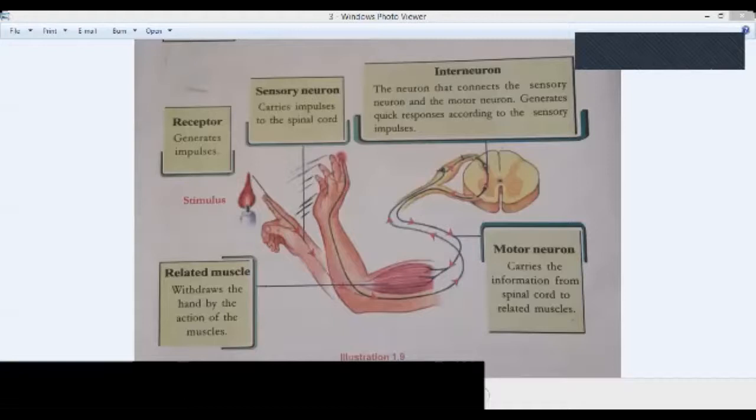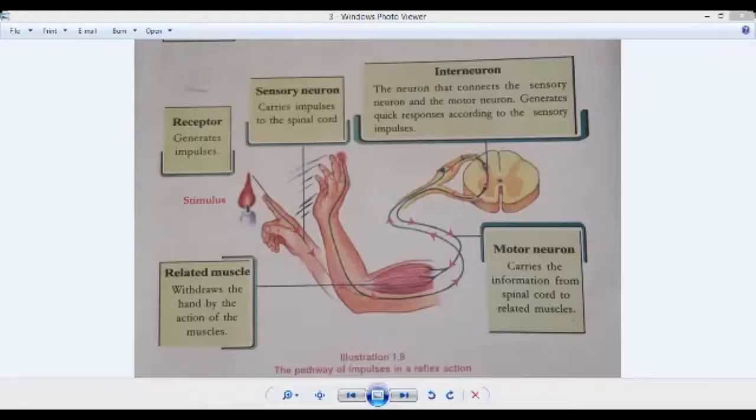What is the definition of reflex action? The accidental and involuntary response towards a stimulus is called reflex action. Is it clear for you? So the accidental and involuntary response towards a stimulus is called the reflex action. And the pathway of the reflex action is called the reflex arc.